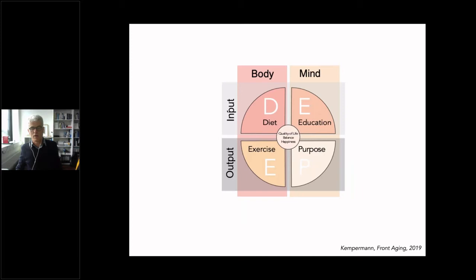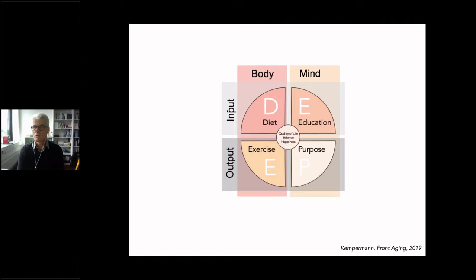So if we look at this a bit more in detail, then what is the organization principle? It's a four-field, or four-quadrant, matrix that is spanned out by body and mind on the columns, and input and output on the rows. And the idea then is that these things, these lifestyle-related factors, they stand in some relationship to each other.